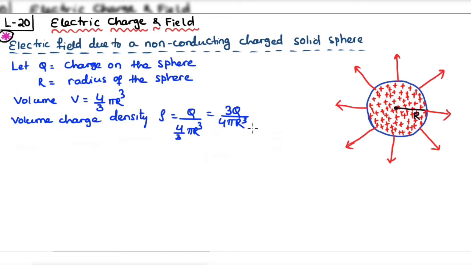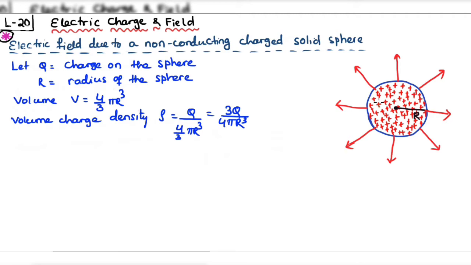Now we have to find the expression for electric field due to this solid sphere at three different points. The first one is at a point outside the sphere, the next one is at a point on the sphere, and the third one is at a point inside the sphere. So by using Gauss law, we have to derive the expression for electric field at these three different points. Before deriving the expression, first let me draw the electric field lines. We know that for a positively charged body, the electric field lines are radially outward.